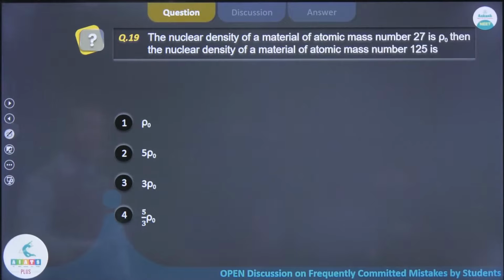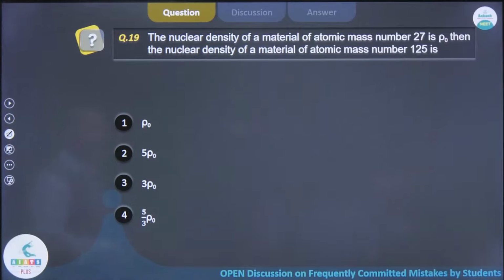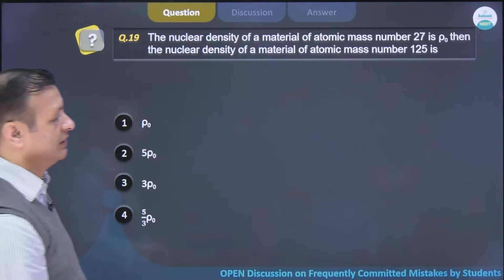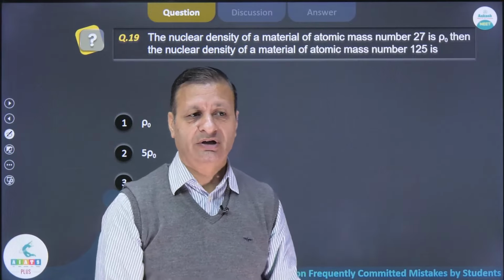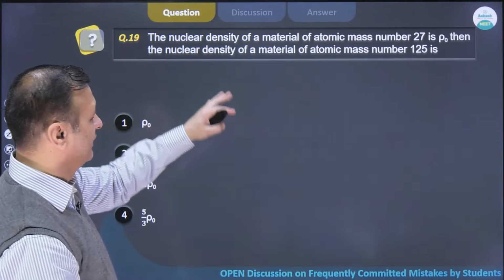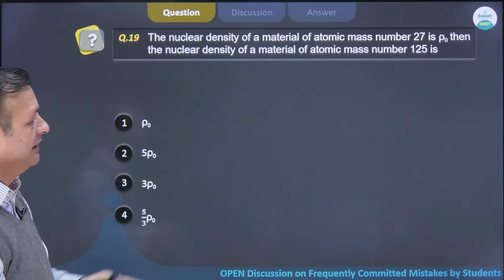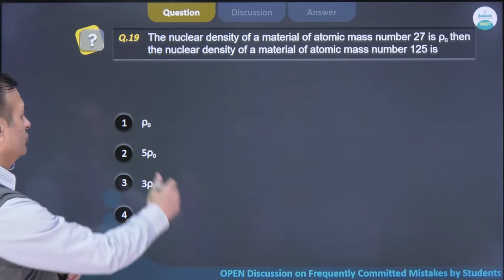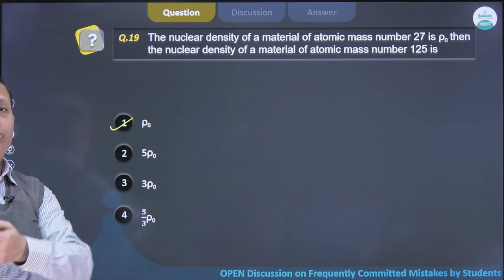Moving to the next. The nuclear density of a material of atomic mass number 27 is some rho naught. Then nuclear density of a material of atomic mass number 125. We know nuclear density is a constant. It does not depend on any of the parameters, at least mass number. So nuclear density will remain same. We can derive this formula very easily. So this is a straightforward question. So let it be rho naught only.